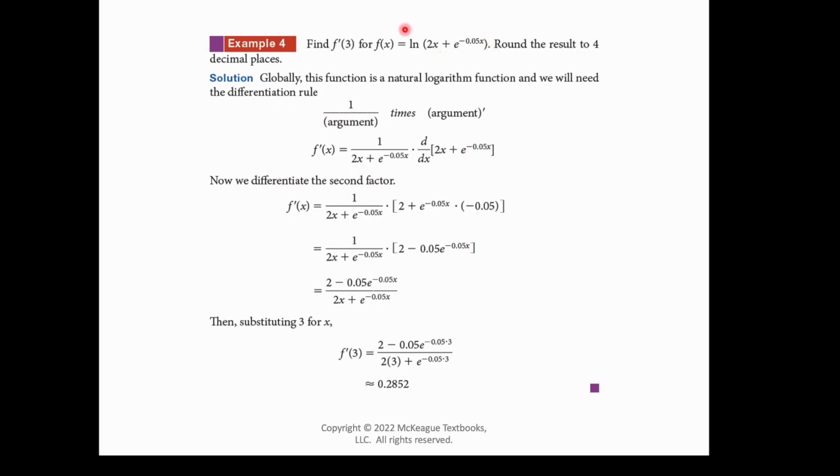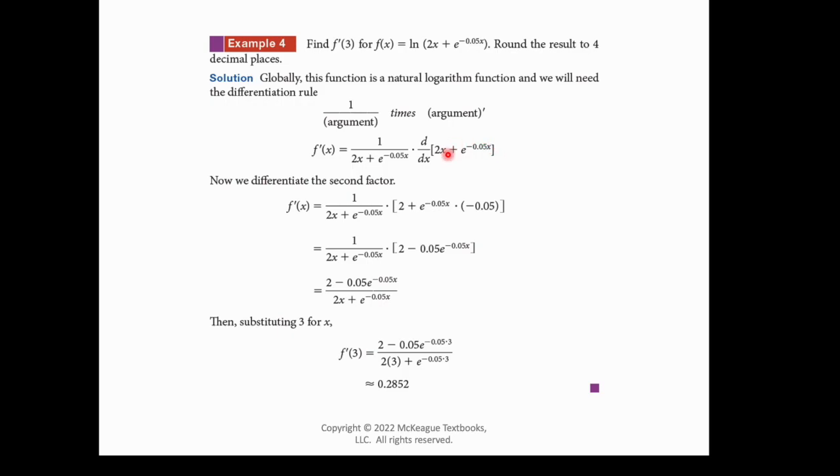So the derivative of this natural log function is 1 over whatever's inside, which is the 2x plus e to the negative 0.05x, times the derivative of the inner function. When I take the derivative of the inner function, I get 2 for this term, so I bring that down here. And when we take the derivative of an exponential function, which is what we just learned, it's going to be the same thing, but we also have to multiply by the derivative of the exponent if it's something other than x.